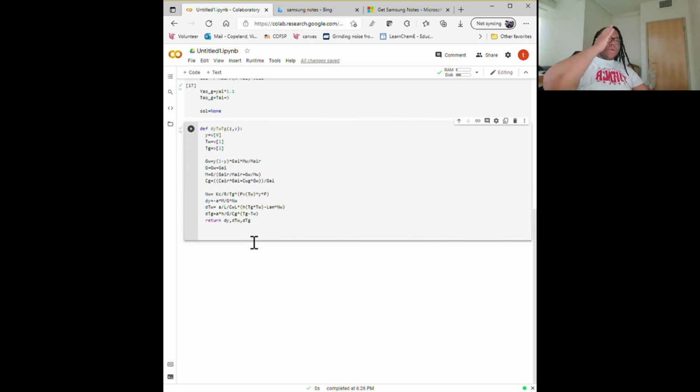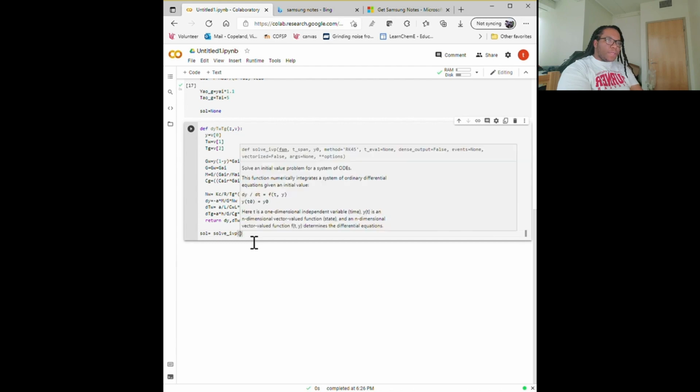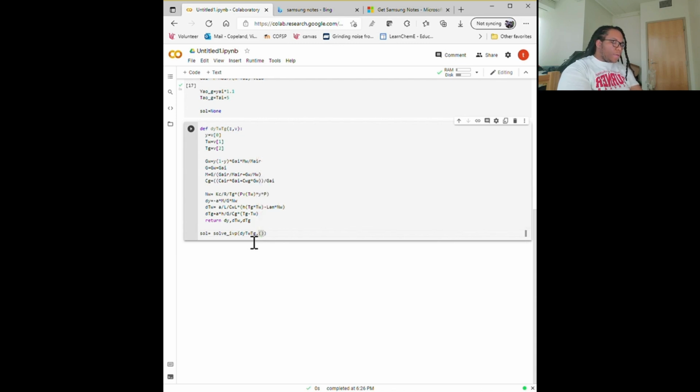All right. So what we're going to do now is put in our solve IVP function. So our solution is going to be equal to solve IVP, and that's going to be our function of dy, tw, tg. Let's see, and our span is going to be from 0 to our height.